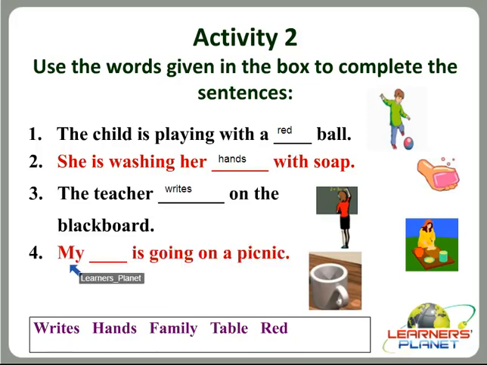My dash is going on a picnic. My family. Because we are left with two words, family and table. Your table cannot go to the picnic. Your family will go to the picnic. My family is going on a picnic. I write this word for you students. My family is going on a picnic.